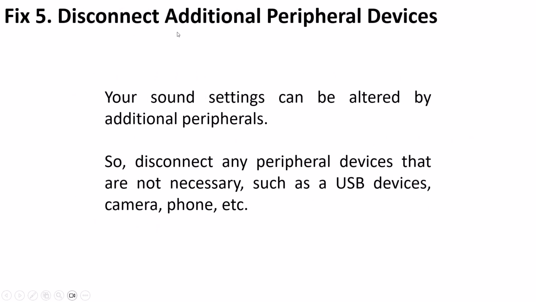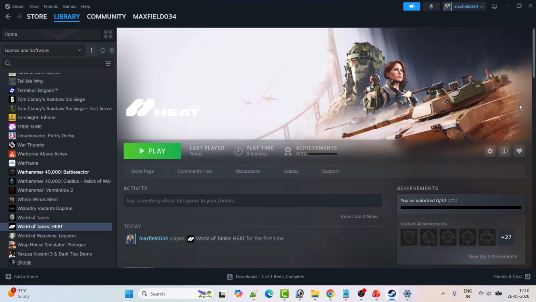Fix 5. Disconnect additional peripheral devices. Your sound settings can be altered by additional peripherals. So disconnect any peripheral devices that are not necessary, such as USB devices, camera, phone, etc. and then check. So I hope by following these fixes you can easily solve sound or audio problem in World of Tanks Hit game.